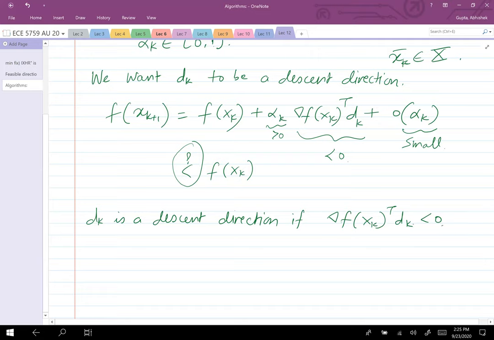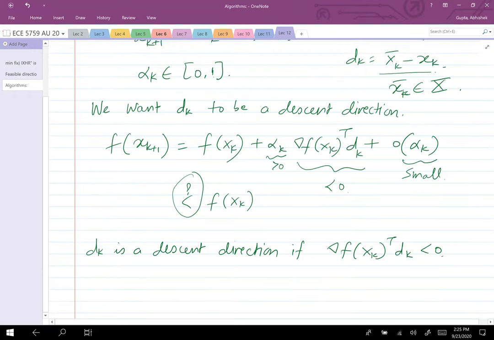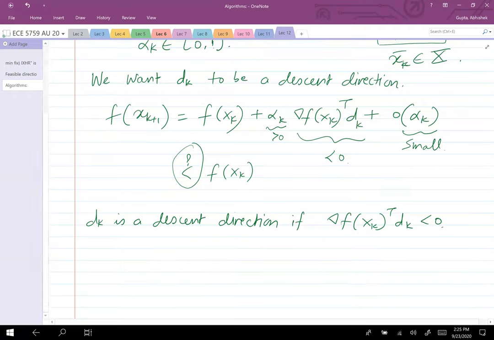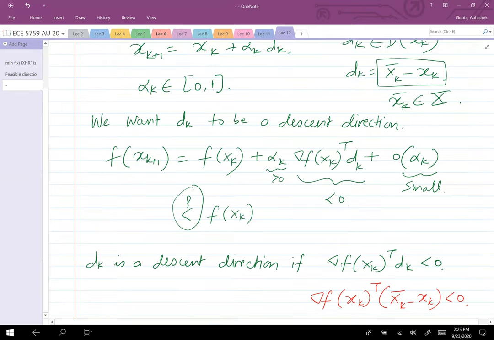And remember, I can write dk as x bar k minus xk. So I can equivalently write that gradient of f of xk transpose x bar k minus xk is less than zero. What is x bar k here? So x bar k is any point in the set capital X.